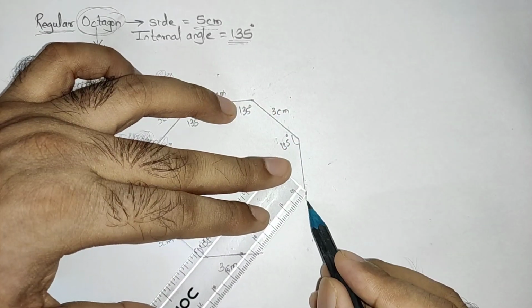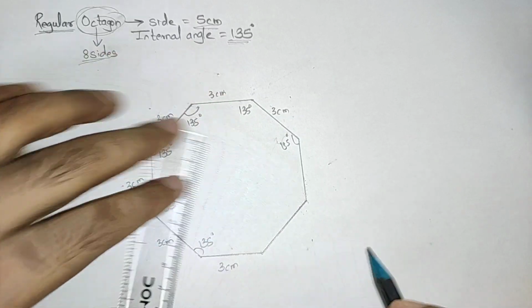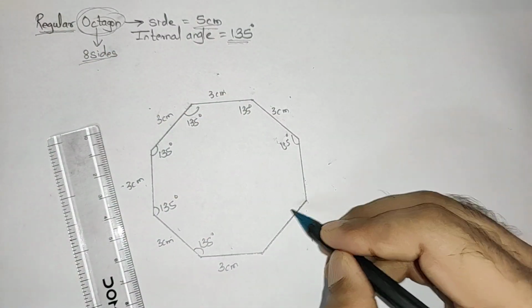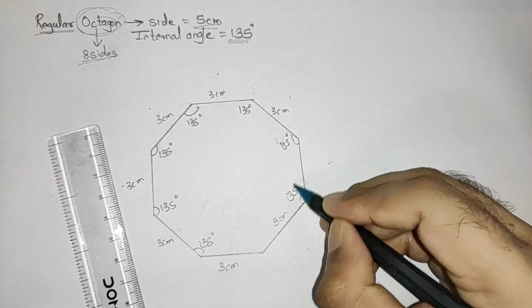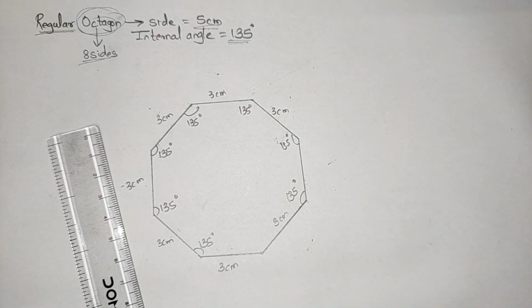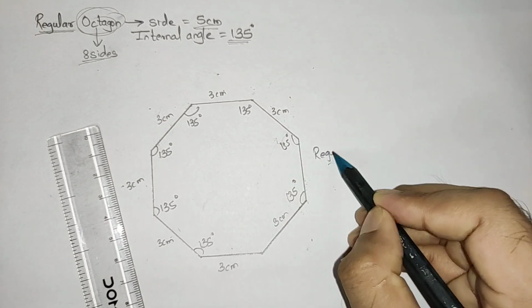For the 8th one, you can just join it. So this segment will be 3 centimeter and this angle will be 135. So we have drawn a regular octagon.